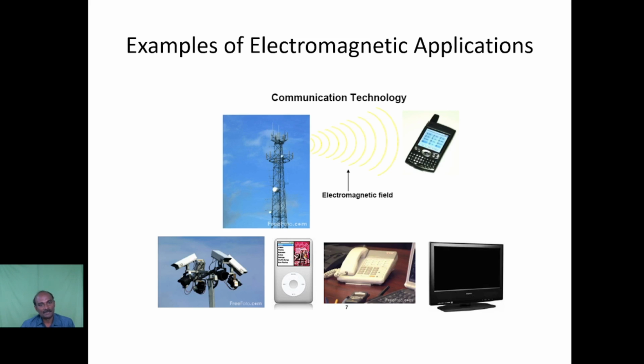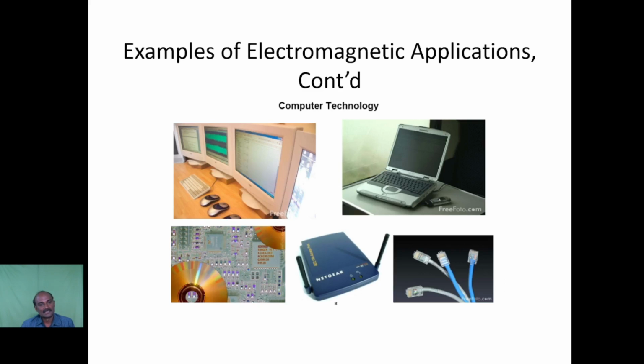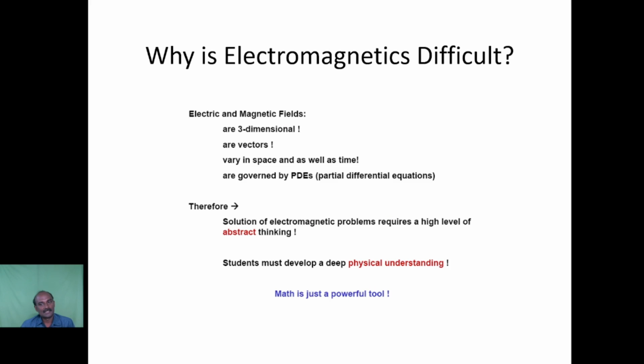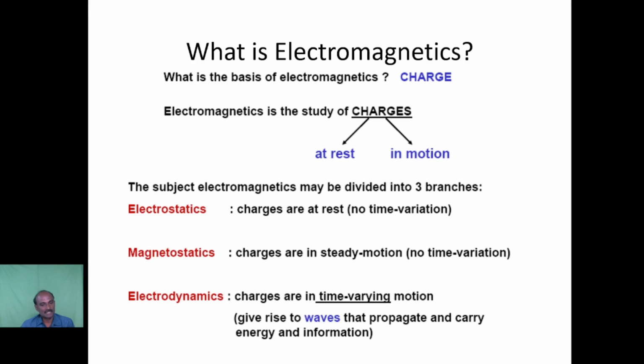Examples of electromagnetic applications. Today, there is no application without electromagnetic waves and their related products. These are all some examples of appliances using electromagnetic waves. The electromagnetic field is a three-dimensional wave.